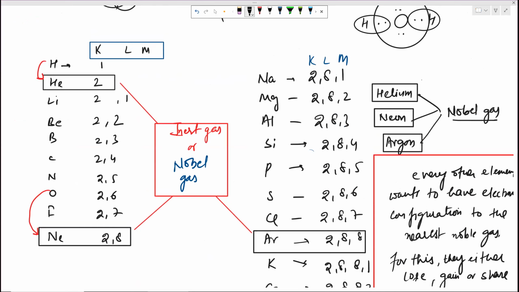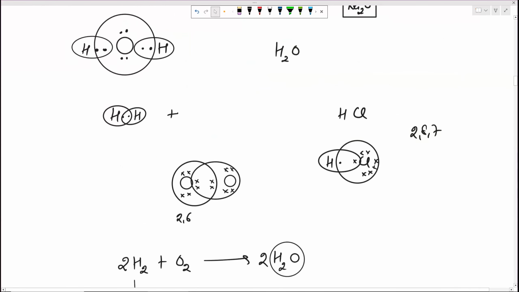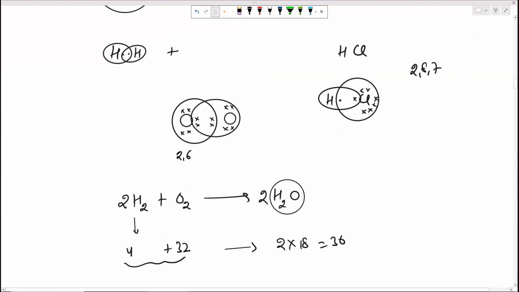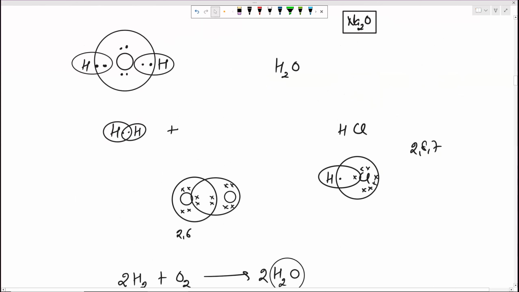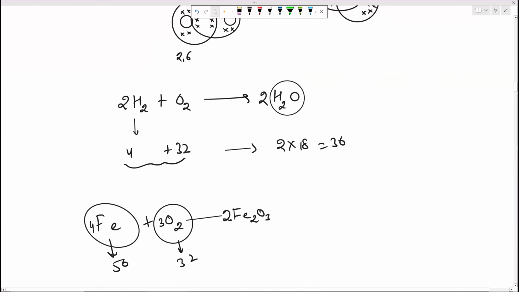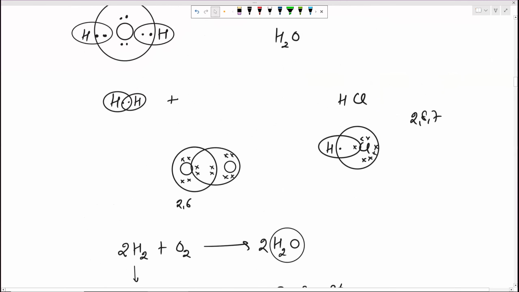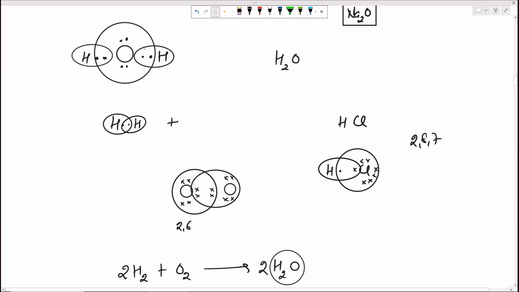So what will it do? Gain 1 electron, but sometimes it shares also. Here it will share. The 2 hydrogen atoms will combine together, 1 electron of this hydrogen atom and 1 electron of that hydrogen atom. When they combine together, they form the H2 molecule. 1 electron is shared. Likewise, the oxygen also.